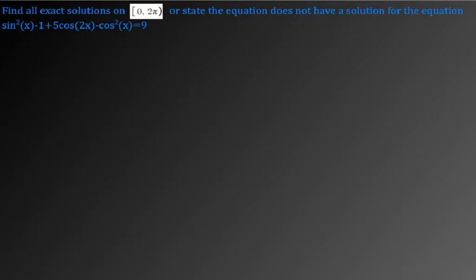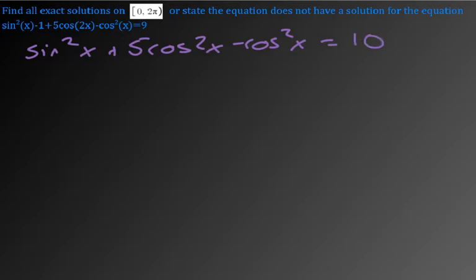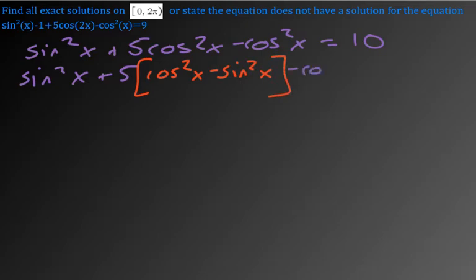So, we already have some like terms we could combine if we wanted. We could add 1 over, and we get sine squared x plus 5 cosine 2x minus cosine squared equals 10. Cosine 2x, one of the trig identities is, we'll just do it like this. I used this before in the first problem, cosine squared minus sine squared, right?